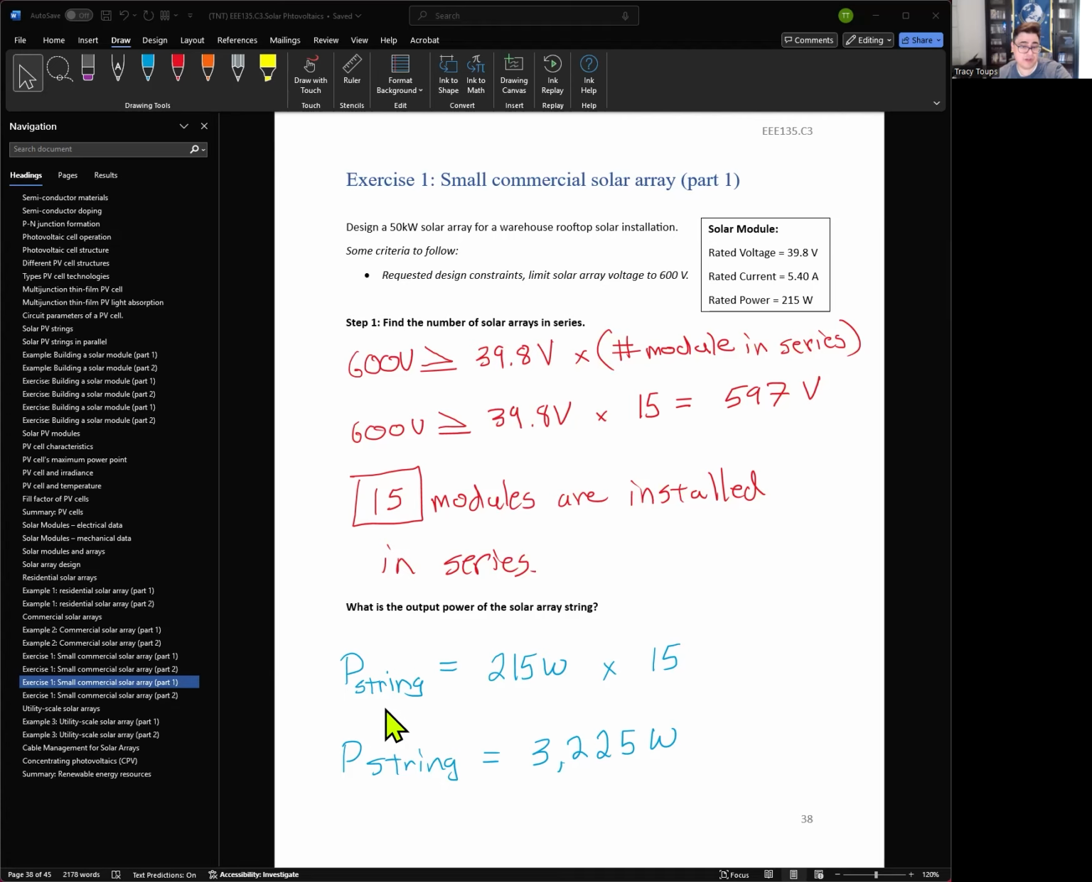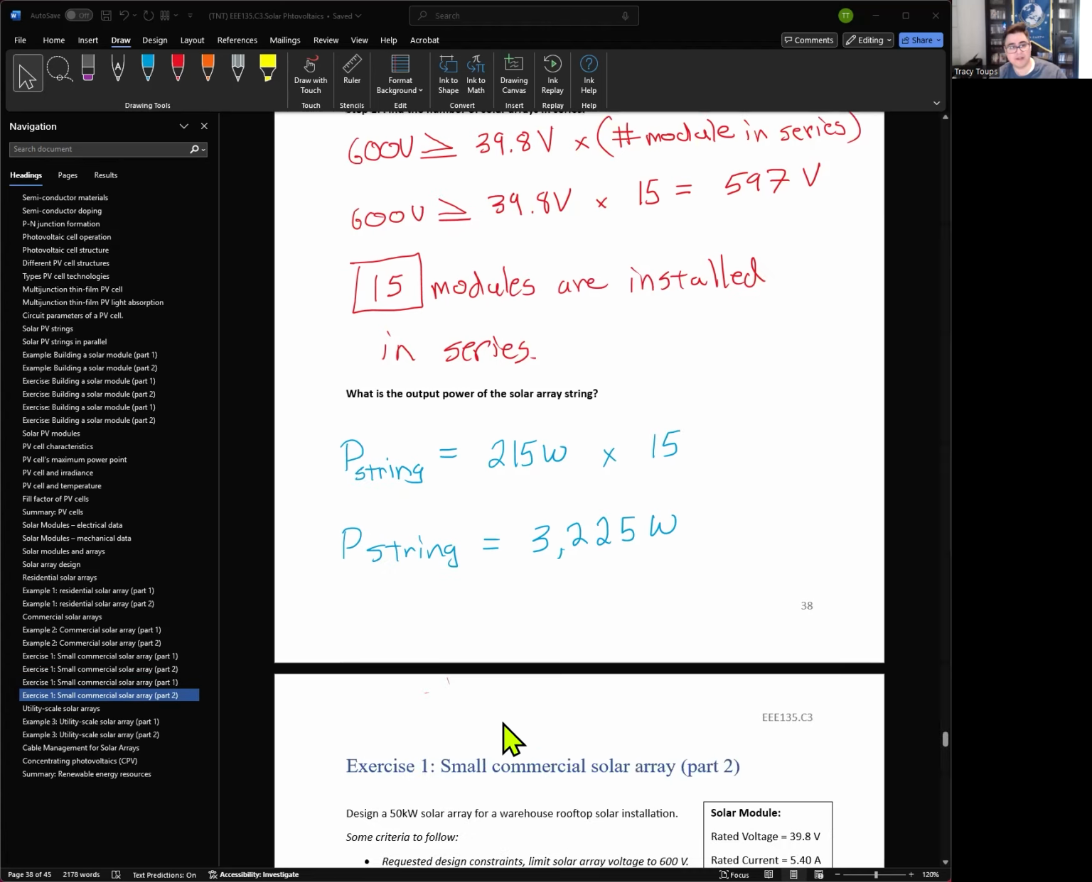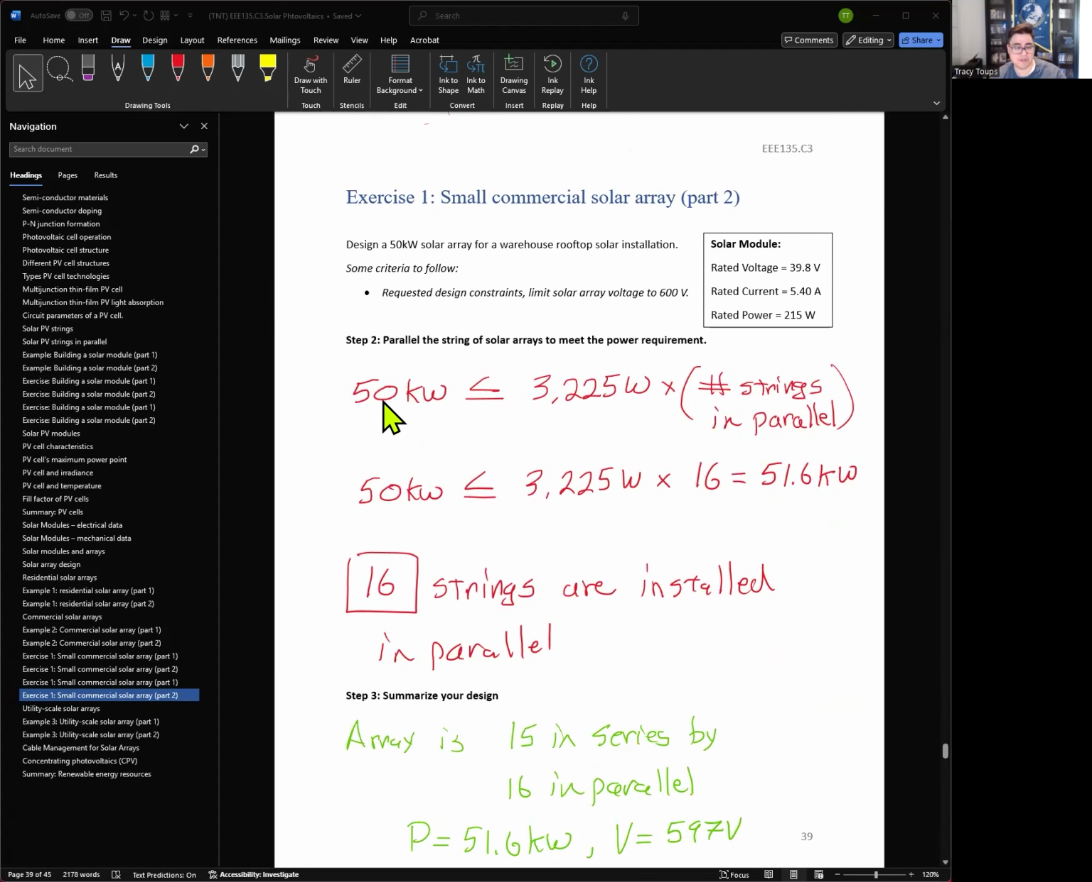So next question is, we know we have 15 modules in series. What's the total power of the string? String power is going to be the individual solar module of 215 watts multiplied by 15 modules in series. You get 3,225 watts. Okay, so that's how many we have. The PV modules in series are a net total of 3,225 watts. And we just copy and paste that down the line, put them in parallel, and we get our total power. Remember, total power needs to be greater than or equal to 50 kW.